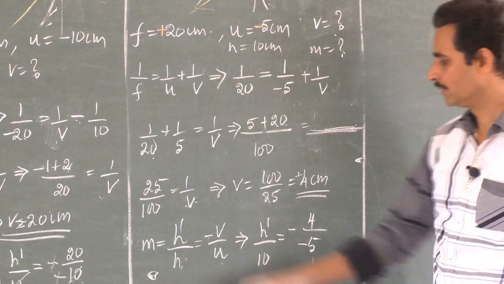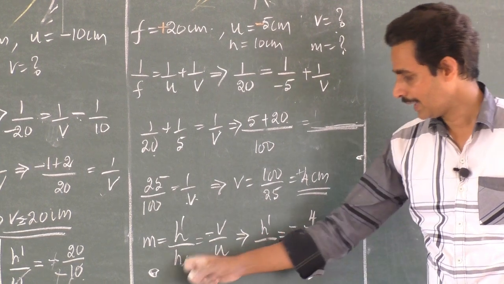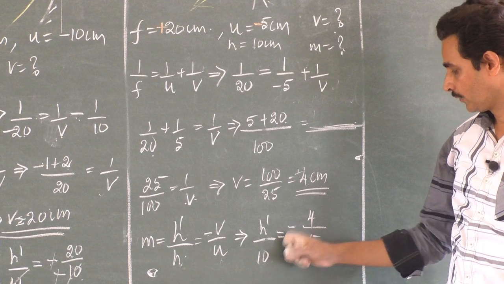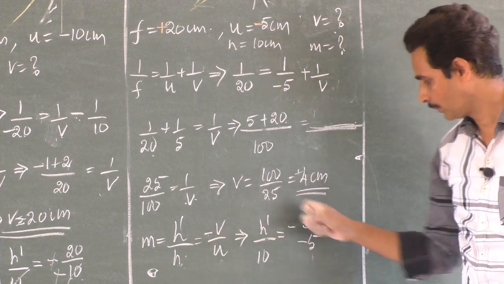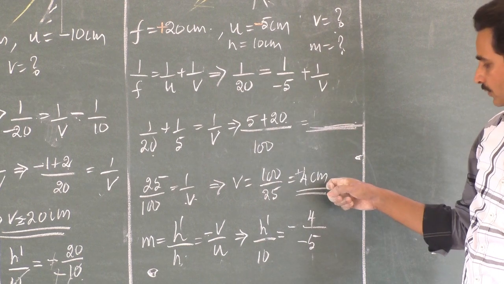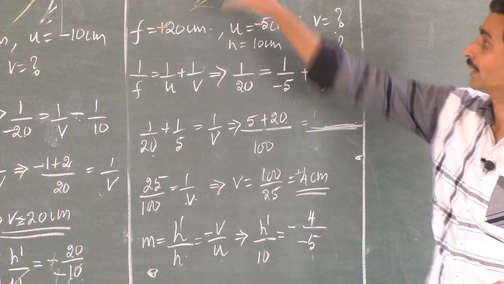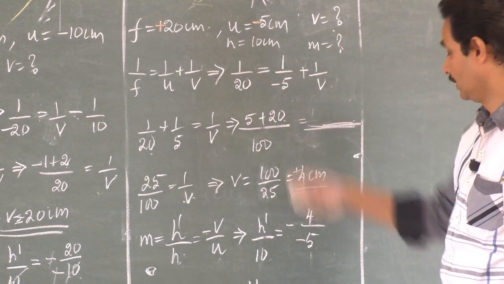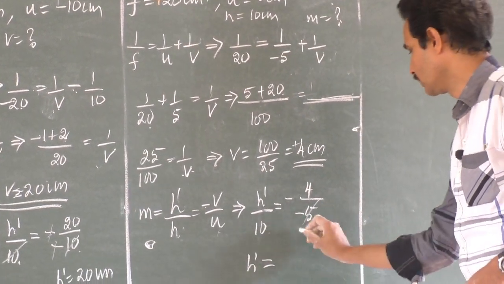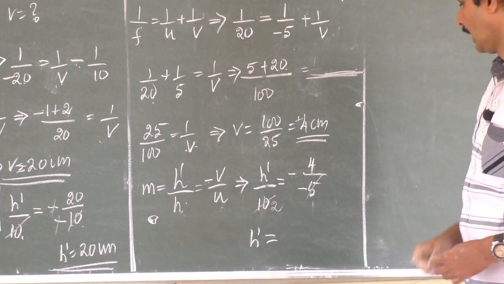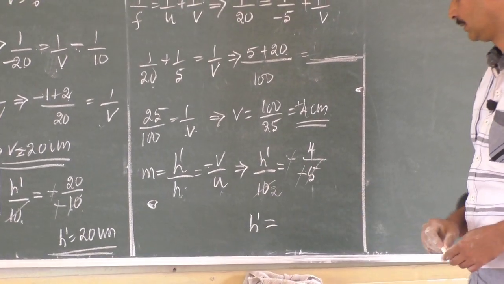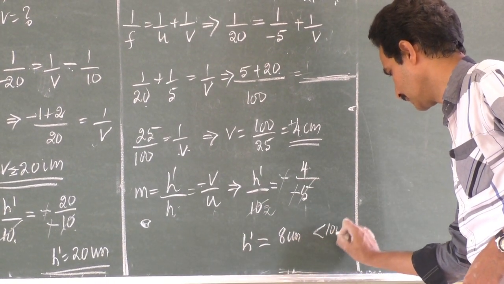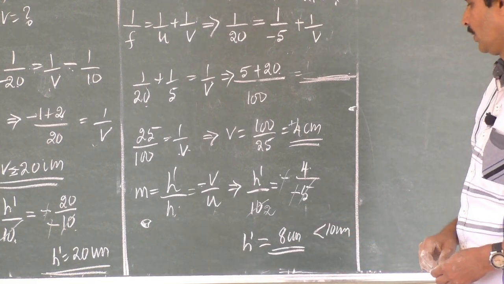So again, h dash to be found out. H is 10 centimeters above the principal axis, positive. Formula negative. V positive 4, on this side. U on the other side, minus 5. So what is h dash? It should be diminished, less than 10 centimeters. Let us see whether we get it or not. 5 2 times, and this minus will get cancelled. 2 4 times is 8 centimeters, which is less than 10 centimeters. Diminished image. Hope I am right?